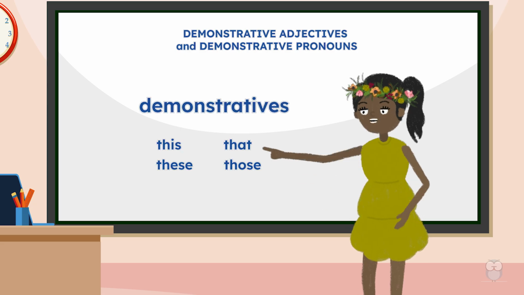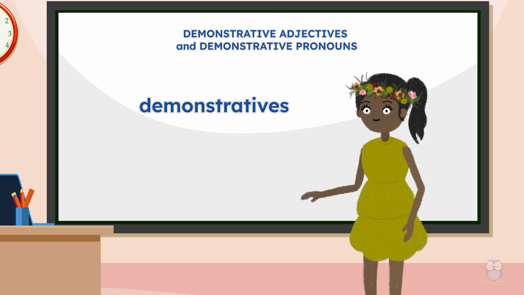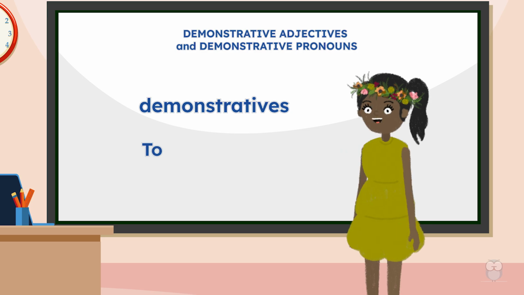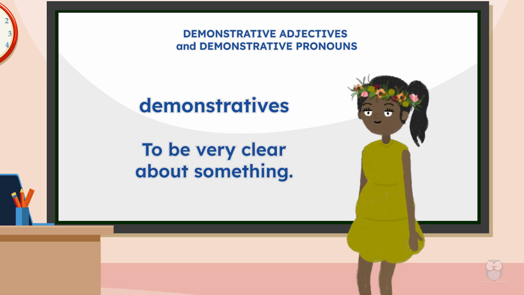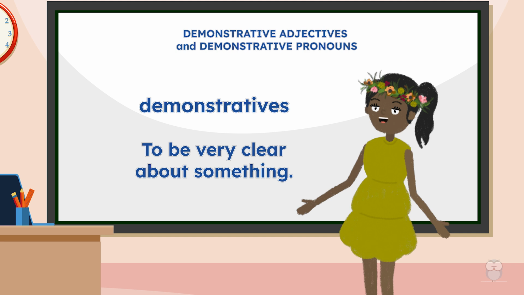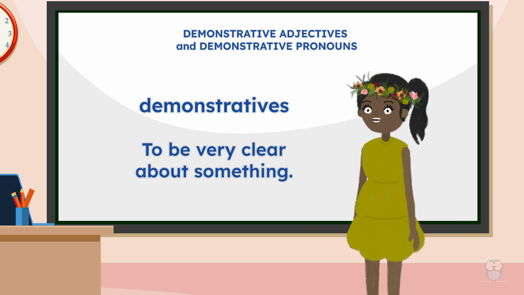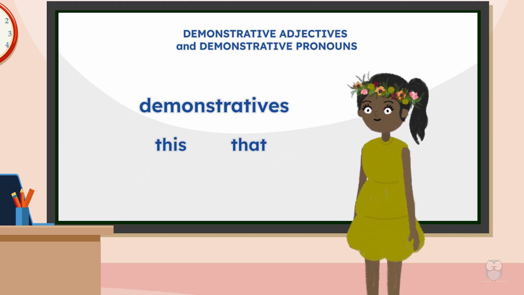They're the four words, this, that, these, and those. The word demonstrative means to be very clear about something, kind of like you're demonstrating something. So it makes sense that your demonstratives are this, that, these, and those, because those are words you would typically use when you're trying to demonstrate something clearly.